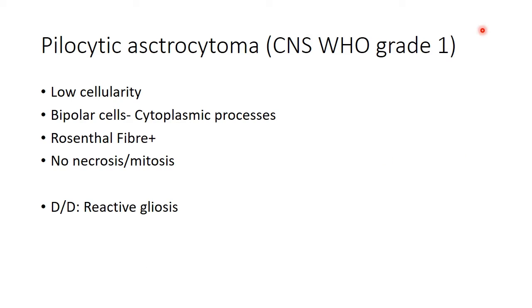Moving on to pilocytic astrocytoma. Now this is a WHO grade 1 tumor. It has typically a low cellular yield. Bipolar cells with cytoplasmic processes are commonly noted. Rosenthal fibers may be seen. However, there is no necrosis or mitosis. And the most common DD of it is a reactive gliosis.